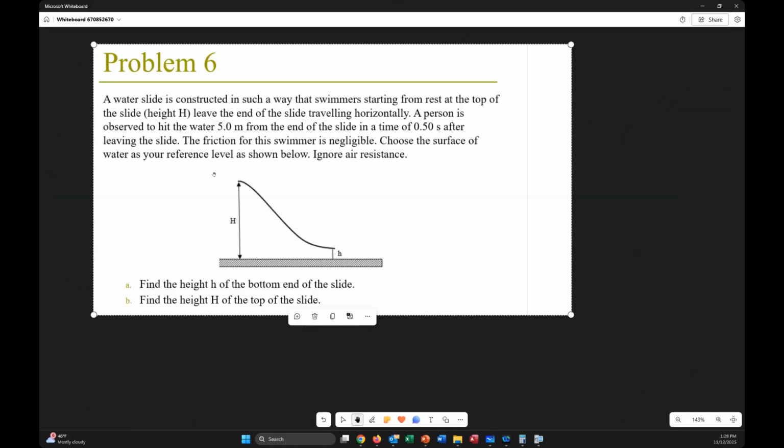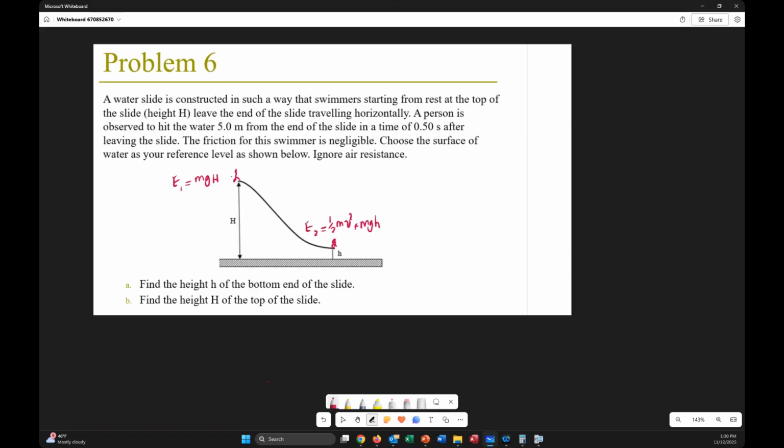So when that person is released from the top, what kind of energy do we have? Potential. Let me write it down: it's going to be mgh. When the person is here, it does have velocity. It's going to be 1/2 m v squared, but it is still above the water, so it's going to be mgh as well. This is the energy in situation 2, E2.